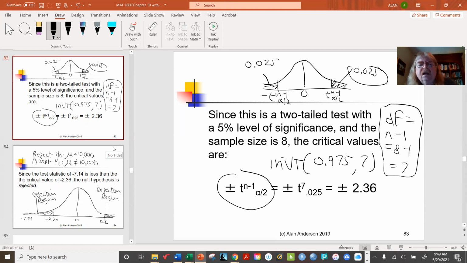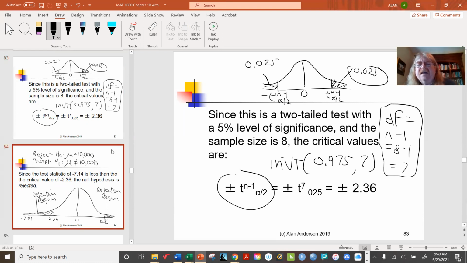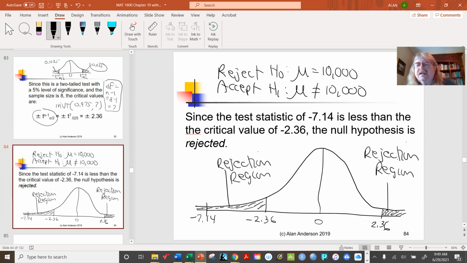Okay, so let's do it. Let's draw the graph, and you can see I've drawn out the rejection region. Look at that test statistic. It's way, way out there in that left tail. So this is my test statistic, and you can see it's clearly in the left tail of that rejection region. So the only conclusion we can draw from this is that we will reject the null hypothesis.